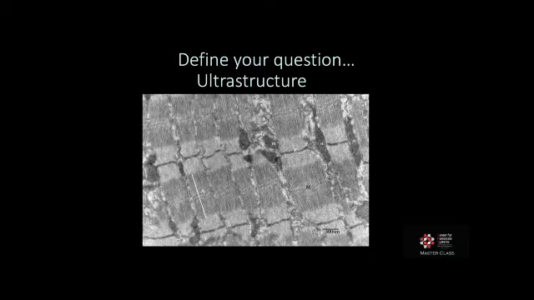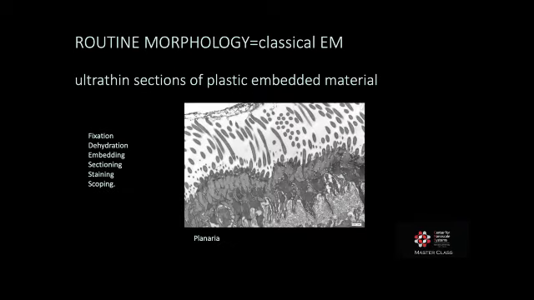So the next question that we might concern ourselves with in biological electron microscopy is the ultrastructure. We want to look inside the cell, we want to see cross sections of the cell and see what that looks like. This is referred to as routine morphology or classical electron microscopy. We're looking at ultra thin sections of plastic embedded material, and the sample prep here is more involved. We have to first fix, dehydrate our sample, embed it, then section it, stain it, and then finally we can get to the microscope.